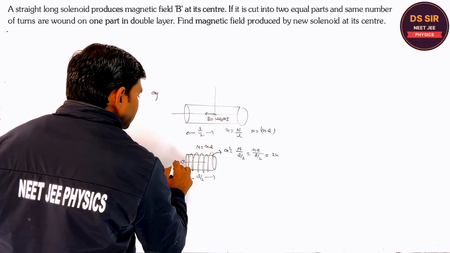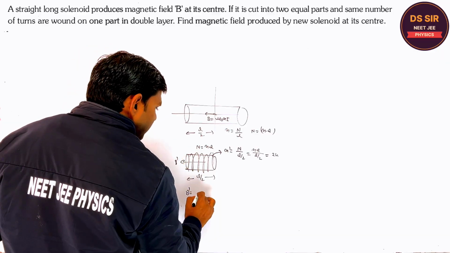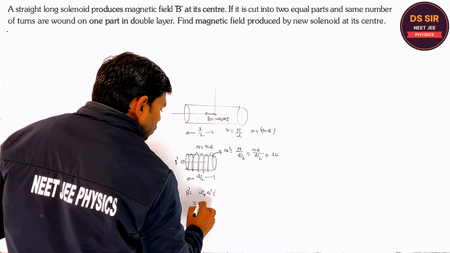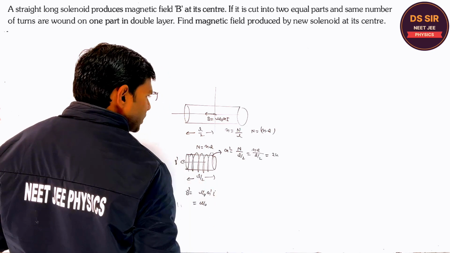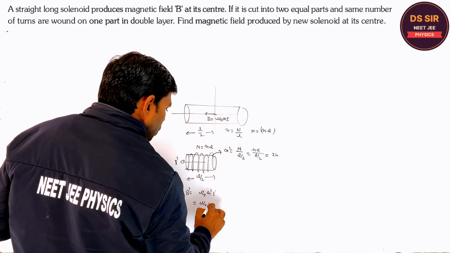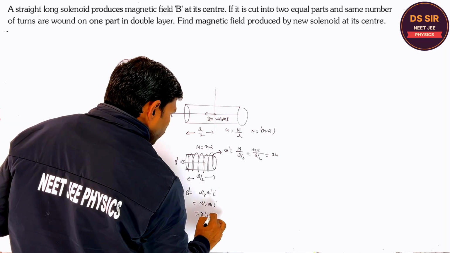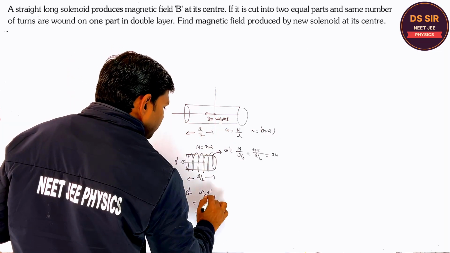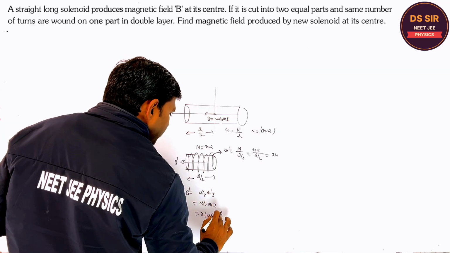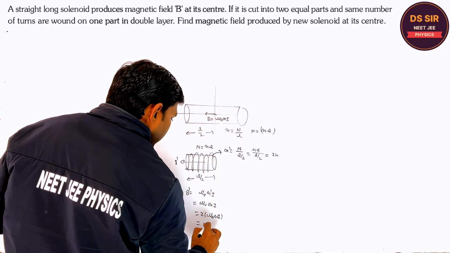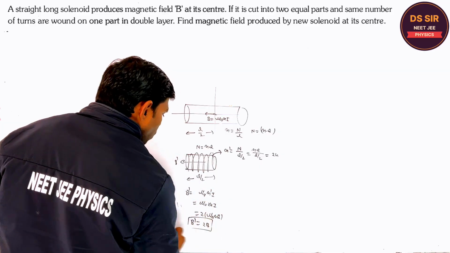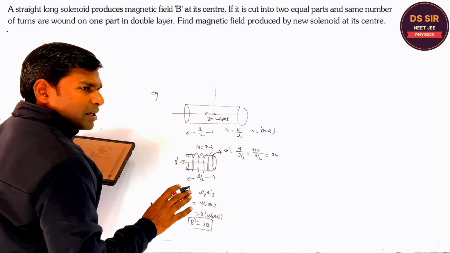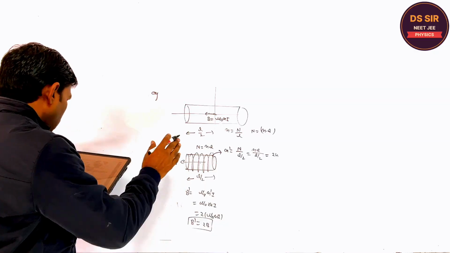And what is the B dash at the center? The B dash at the center is nothing but mu naught N dash I. What is N dash? N dash is 2N, so it is 2 into mu naught N i. The mu naught N i is nothing but B, it is given in the question. So the magnetic field becomes 2 times here. Are you getting? Should I explain once again? No, sir. Right, copy this.